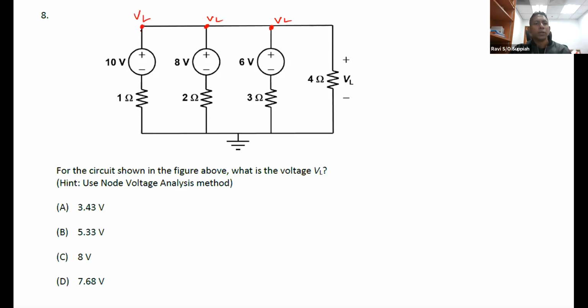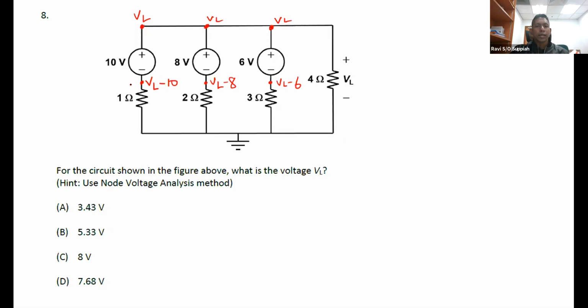This point here is 10 volts higher than this point over here, correct? So I can write this as VL minus 10. Because 10 volts higher than this, if I add 10, I'll get VL here. Same thing over here: I can write this as VL minus 8, and I can write this as VL minus 6.